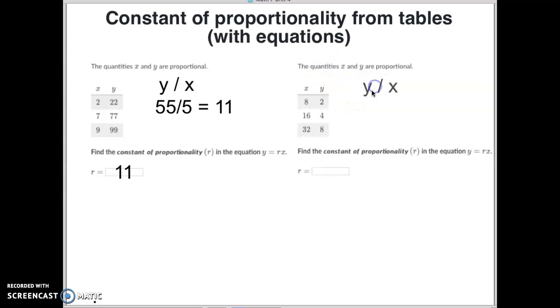Okay, again, we have to do our y divided by the x. The y's went up 2, the x's went up 8. So we take 2 divided by 8, or in this case, I'm going to simplify it to 1/4 and just keep it in fraction form. I could have put 0.25, or I could put 1/4. It would have worked either way.